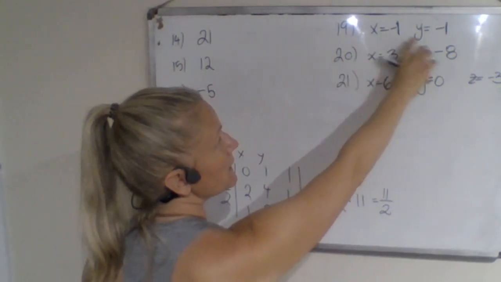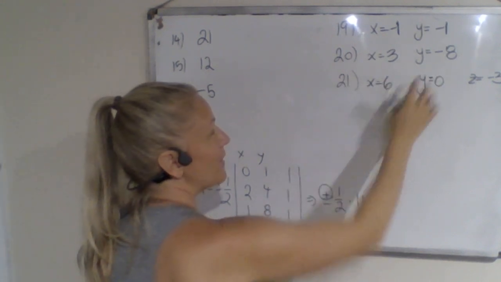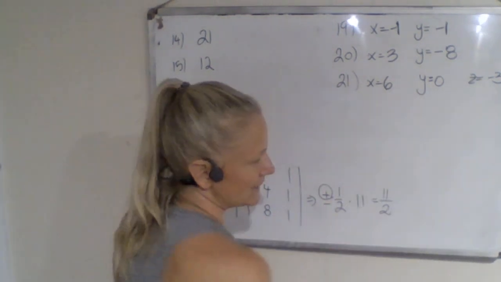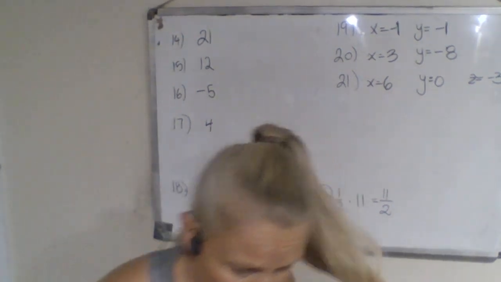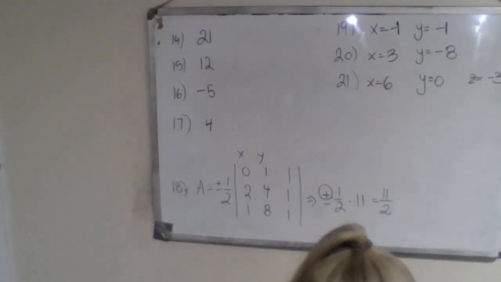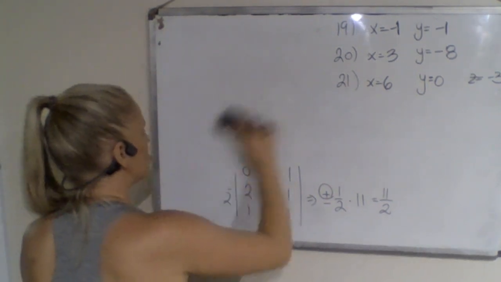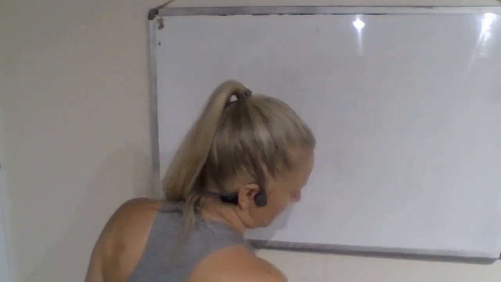For 19, your x is negative 1, your y is negative 1. 20, x is 3, y is negative 8. And for 21, x is 6, y is 0, and z is negative 3. I hope all of this worked great for you. If not, pause the video, see what didn't work, and figure out what you need to repair. We're going to move on to 4.4, which dealt with inverses and identity matrices.